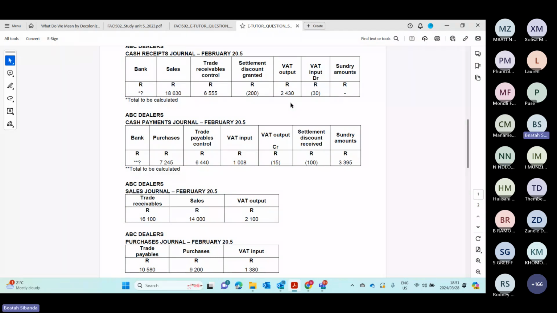All right, thank you for that. So that VAT output then was calculated on this 18,630. Yes, correct.